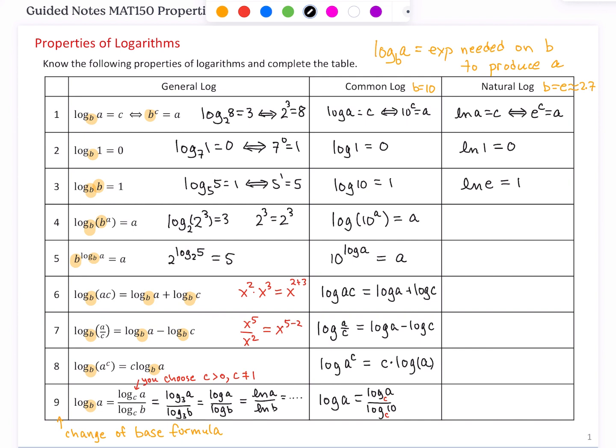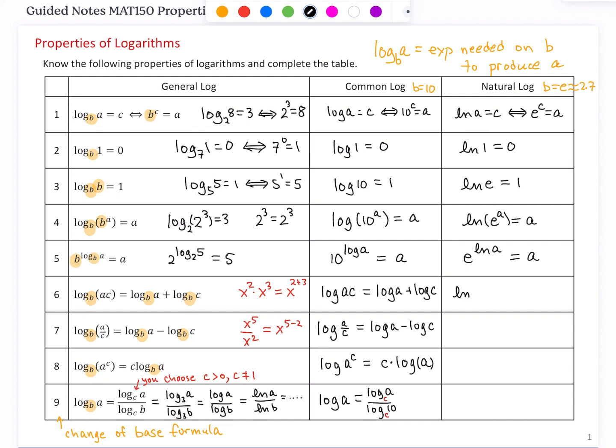Property 4 would read log base e, which is natural log, of e to some power. This will always simplify to that power a. Parentheses on the argument are optional. I think they're useful when the argument starts to get more complicated. Property 5 would read e raised to the log base e, and I write ln instead, of a, and this will always simplify to just a.